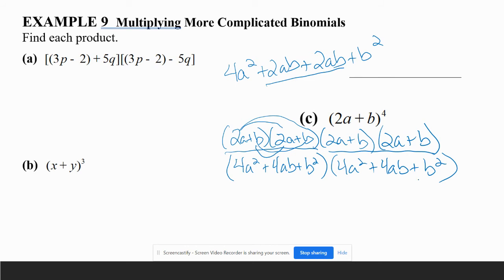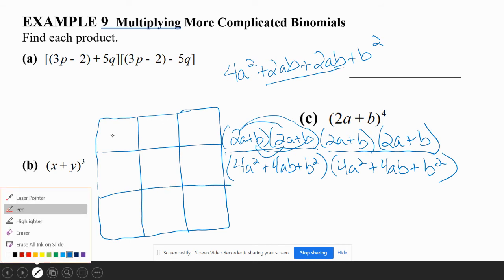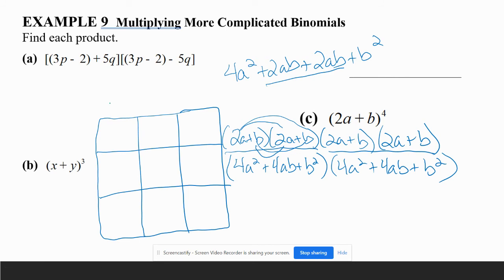So now I just need to multiply these two trinomials together. And I think I'm going to do that using a very large Punnett square. Make 4a squared, 4ab, b squared.